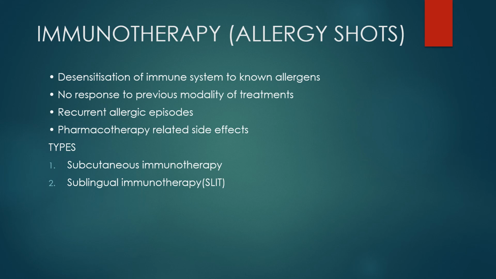There are two types of immunotherapy: subcutaneous immunotherapy and sublingual immunotherapy. Now, subcutaneous immunotherapy is given below the skin, and generally with each visit to the doctor, the dose is increased. In sublingual immunotherapy, the drops are placed below the tongue. Nowadays, sublingual immunotherapy, also known as SLIT, is being used more frequently, as a dose 20 to 100 times greater than that used by the subcutaneous route can be given.